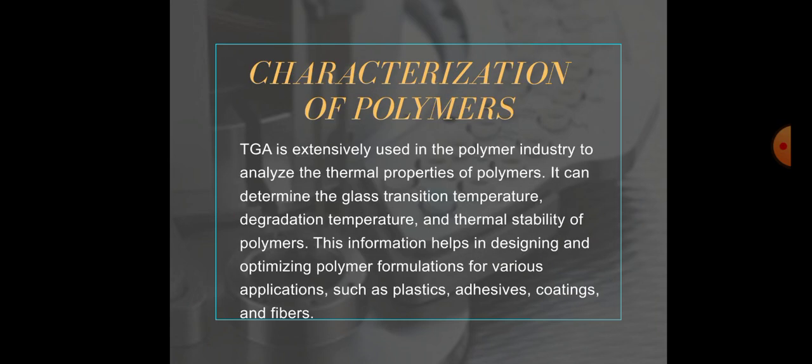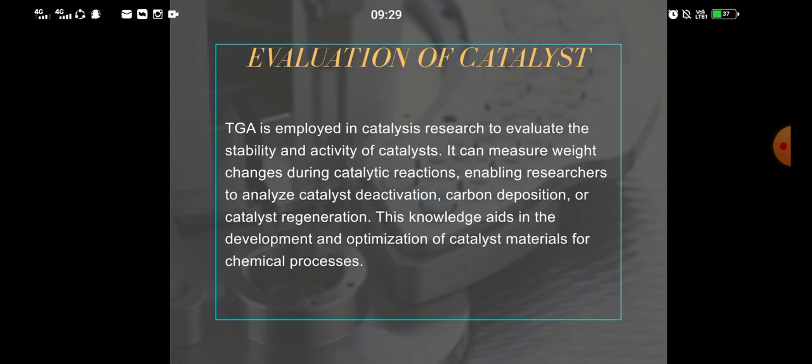Now we see characterization of polymers. TGA is extensively used in the polymer industry to analyze the thermal properties of polymers. It can determine the glass transition temperature, degradation temperature, and the thermal stability of polymers. This information helps in designing and optimizing polymer formulations for various applications such as plastics, adhesives, coatings, and fibers.